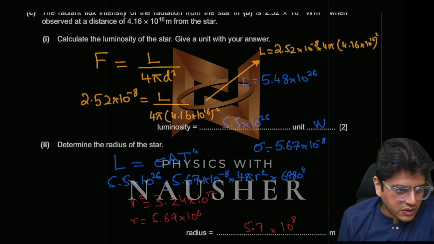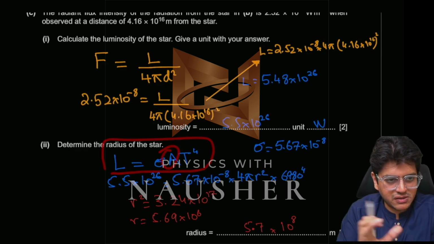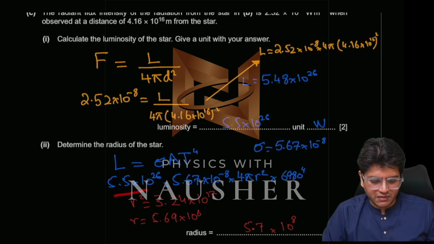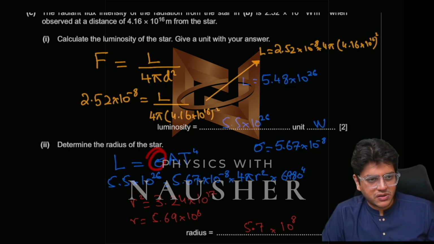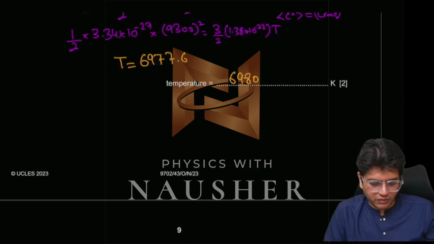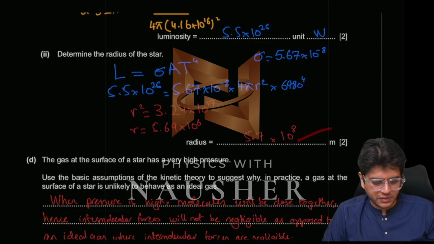What is the radius of the star? You know the formula is L is equal to sigma A T raised to the power 4, because A is 4 pi r squared, where r is the radius of the star. So your luminosity is given over here. This is Stefan's constant, 5.67 times 10 to the minus 8, given to you in the data booklet. The temperature was something that you already figured out over here, 6980. So you plug in and get the answer.